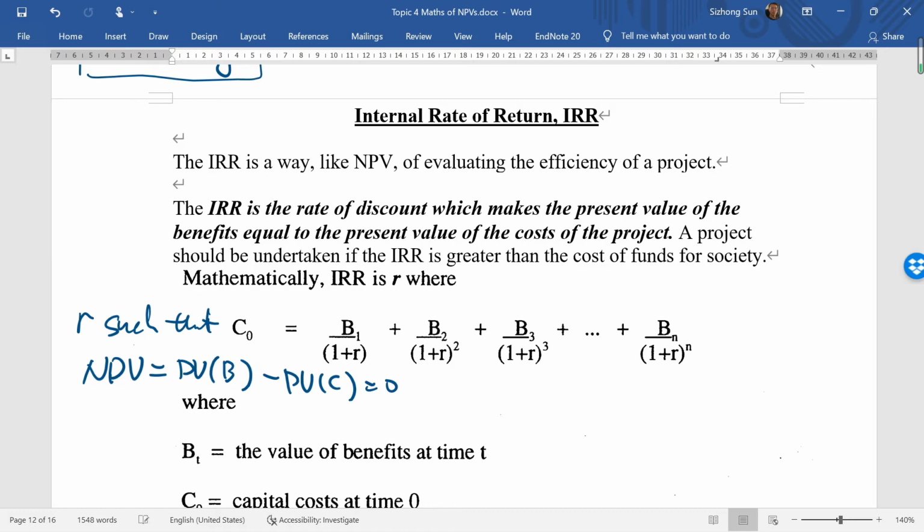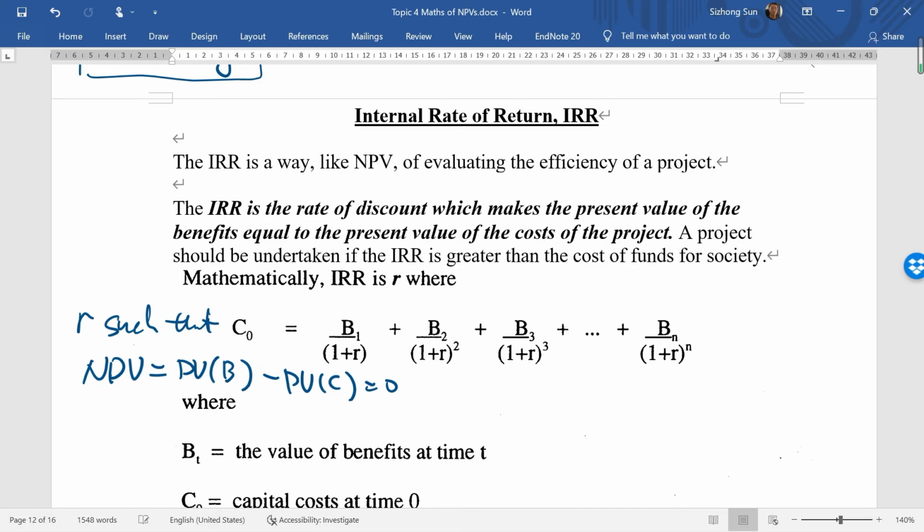In such cases, if we calculate an IRR and it is greater than the funding cost, say you calculate an IRR for a project to be 8% and you finance it from a bank that charges you 5%, 8% is higher than 5%, then we conclude that this project is efficient.